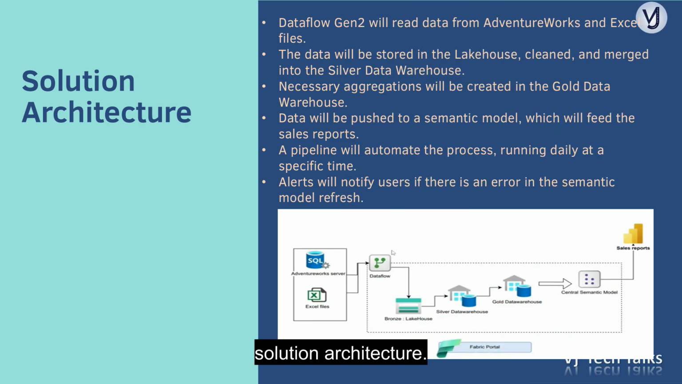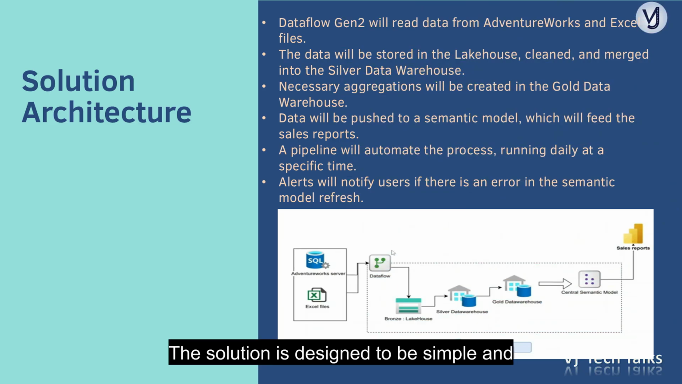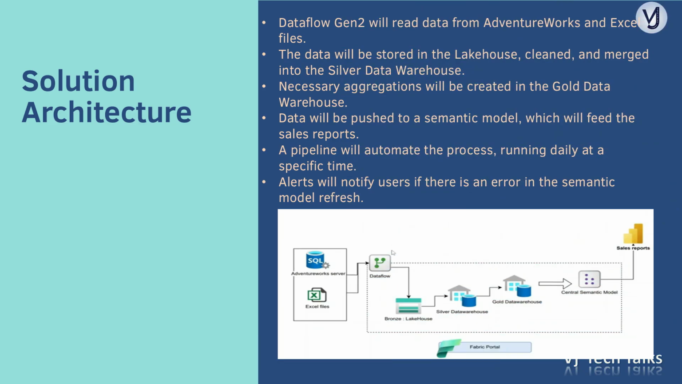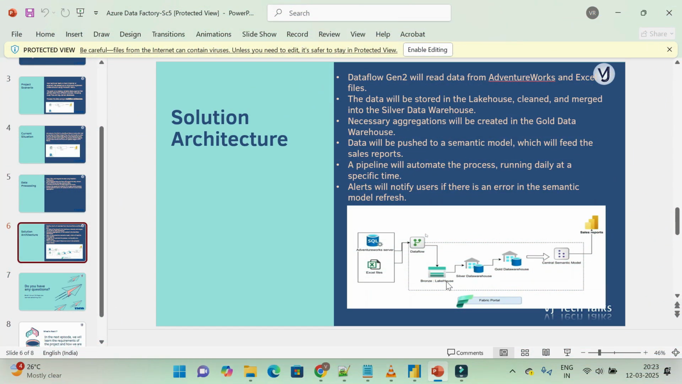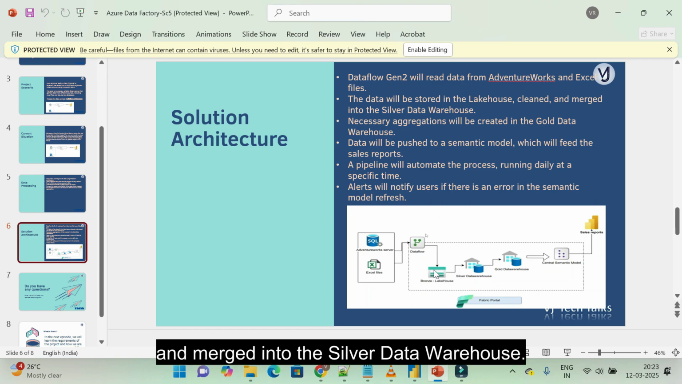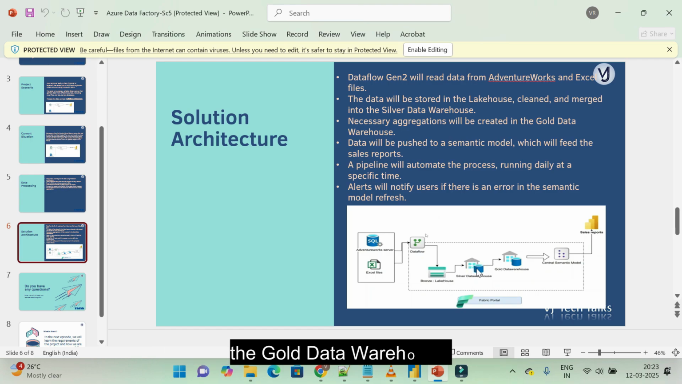Solution architecture. The solution is designed to be simple and automated. Dataflows Gen2 will read data from AdventureWorks and Excel files. The data will be stored in the Lakehouse, cleaned, and merged into the Silver data warehouse. Necessary aggregations will be created in the Gold data warehouse.